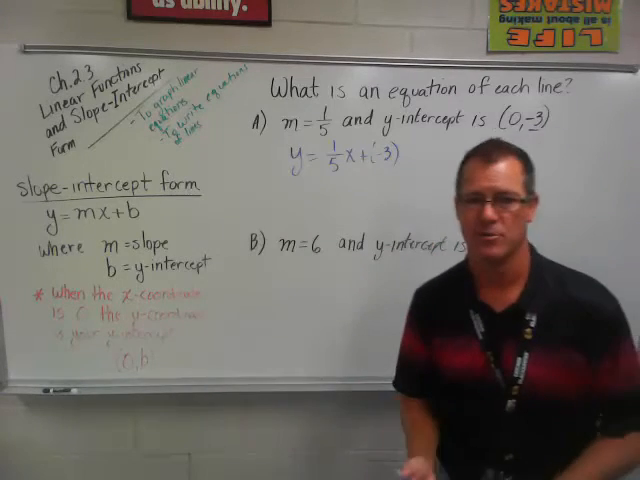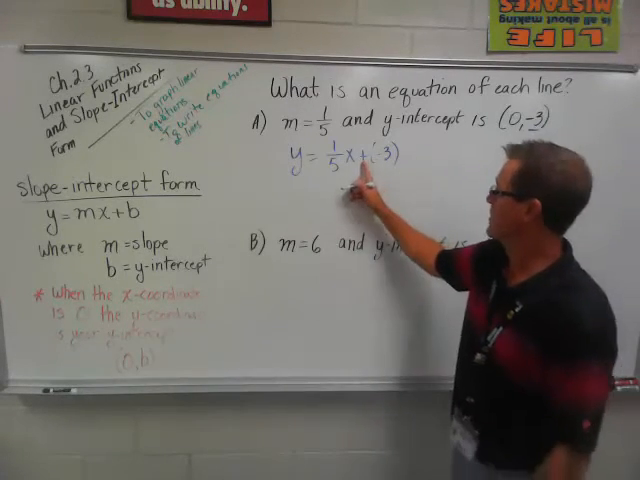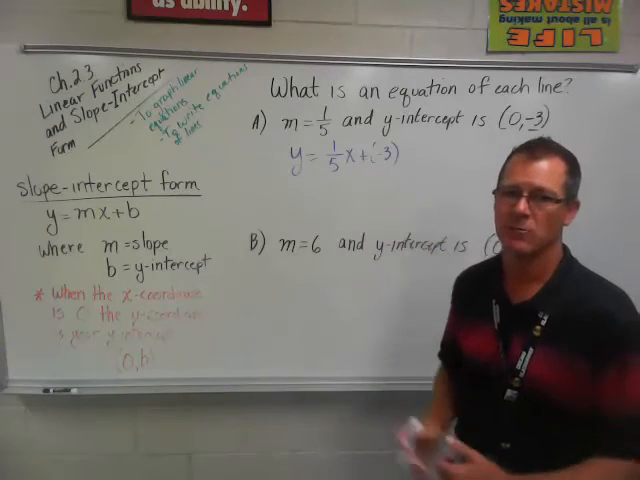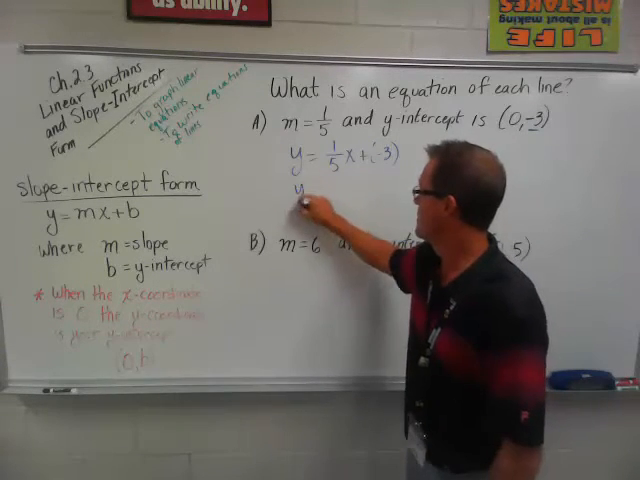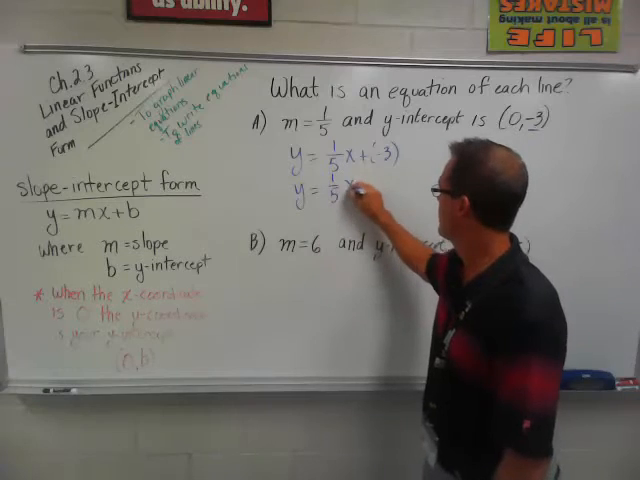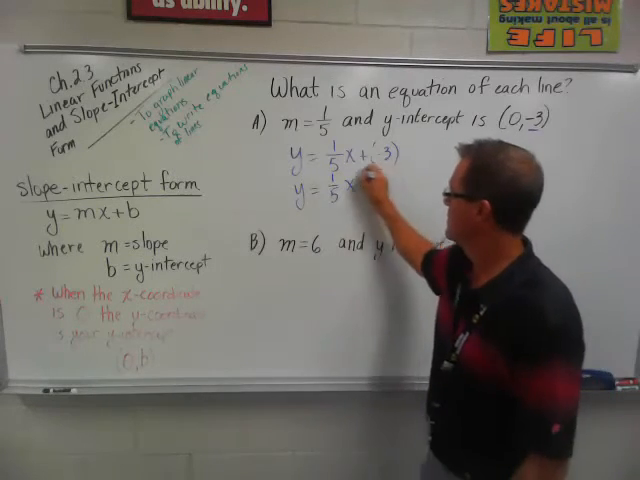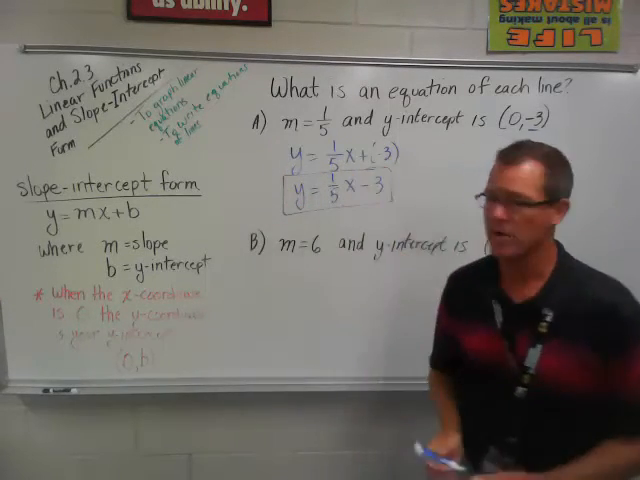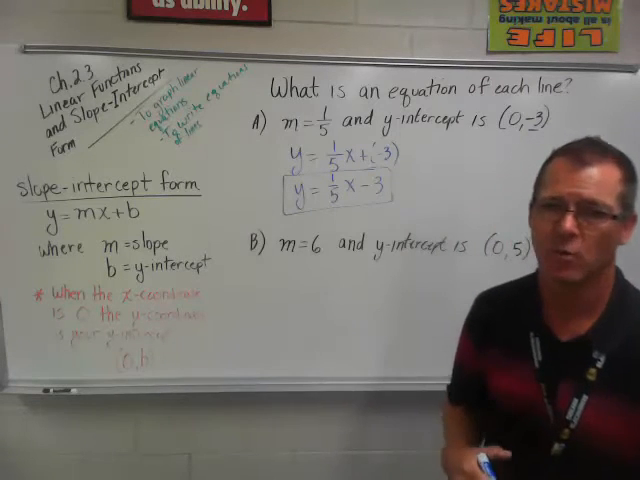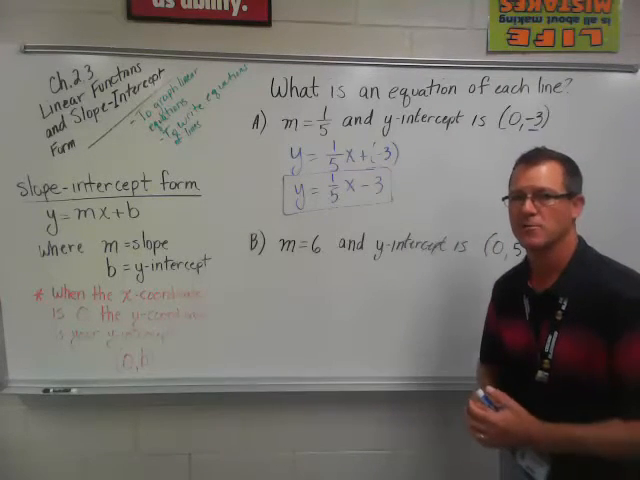Now we're Algebra 2 students, so we really want to get rid of this plus a negative and write it as a single operation. So our answer to the first problem, to letter A, would be y equals 1/5 x minus 3.